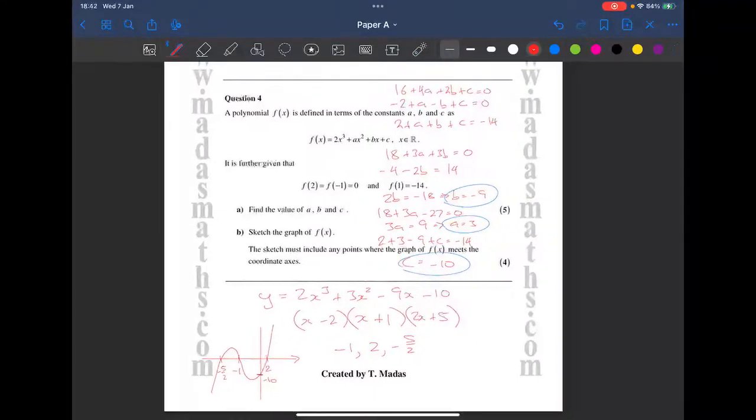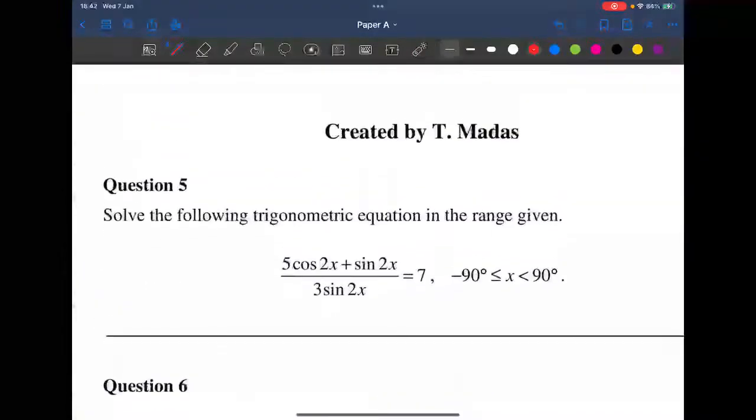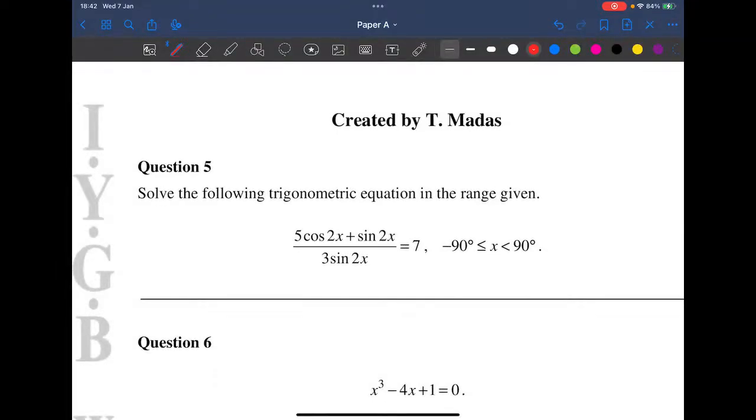Let's have a look at question number 5. So our first trig stuff. So what have we got? We need to solve it in the given range. 5 cos 2x plus sine 2x over 3 sine 2x is equal to 7 in the range from minus 90 to positive 90.